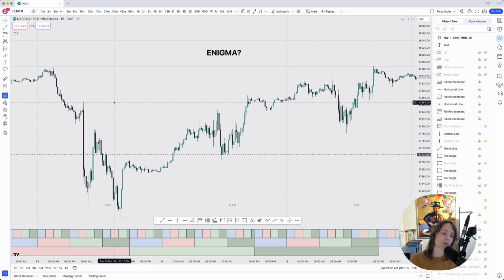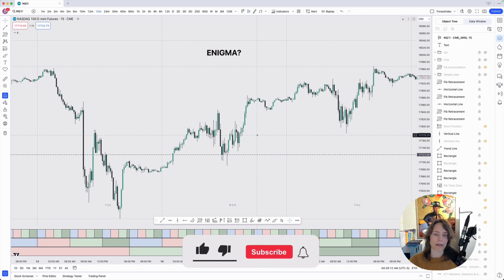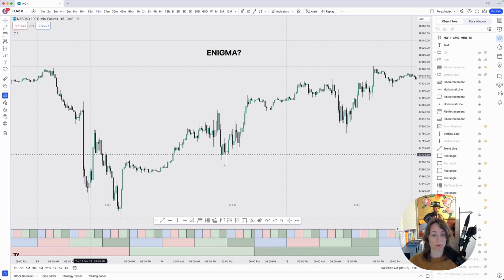However, I found something in the charts that I think is really interesting to pay attention to. It is all around using the quarters to create a lens of time, and then looking at inefficiencies to create a lens of time. And when you combine those, maybe that's enigma.